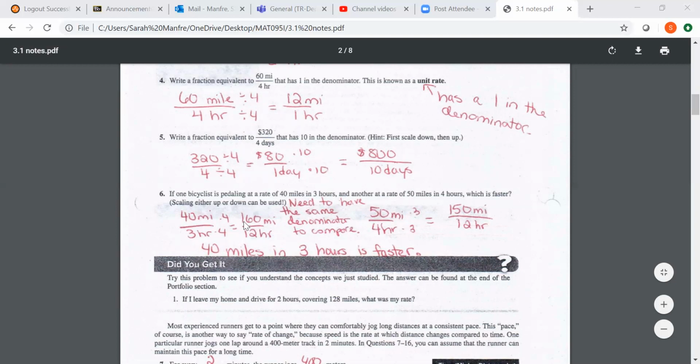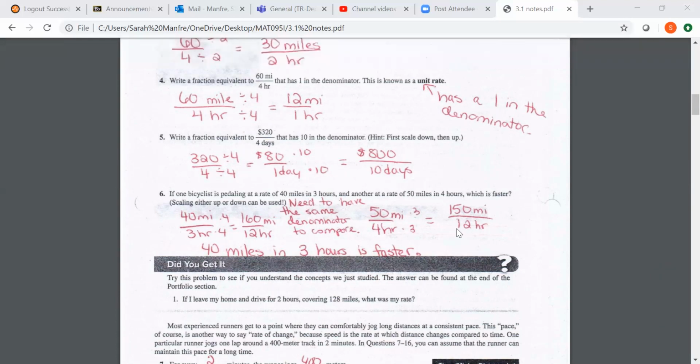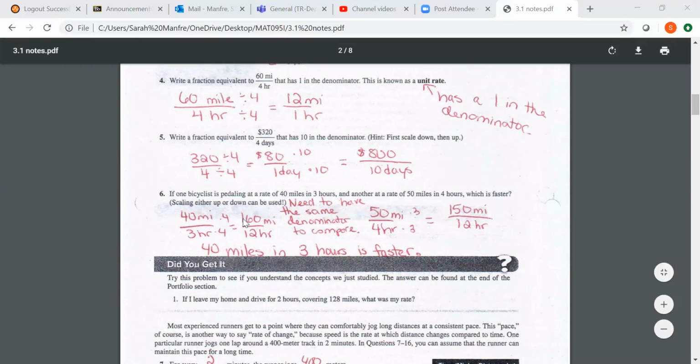and then we get these 2 answers, 160 miles per 12 hours and 150 miles per 12 hours. Well, which one do you think is faster? The first one, because it travels a further distance in the same amount of time.